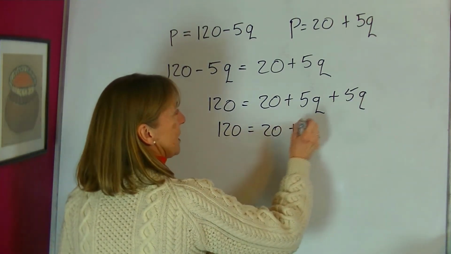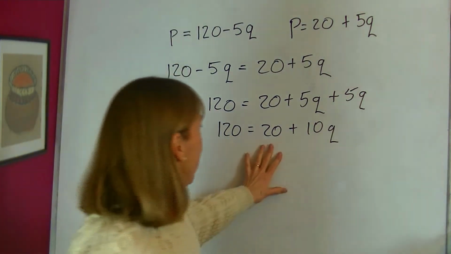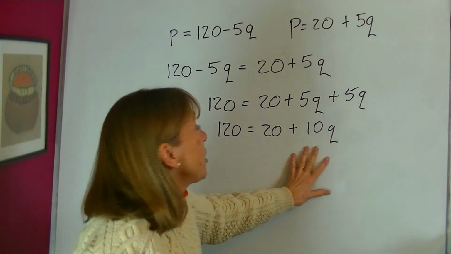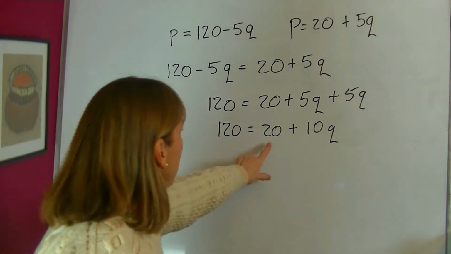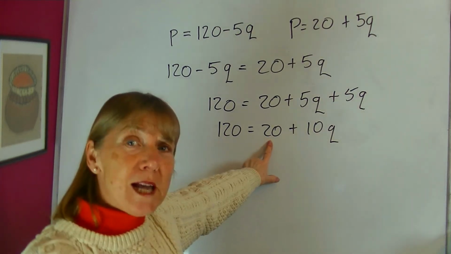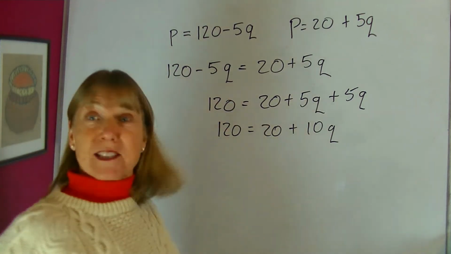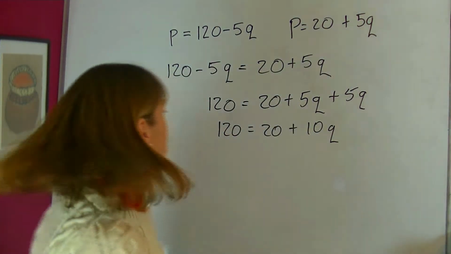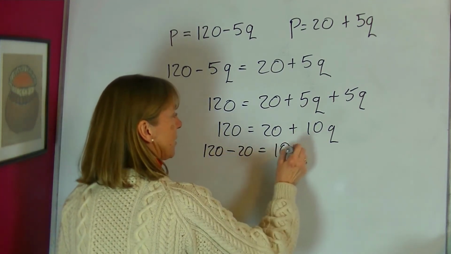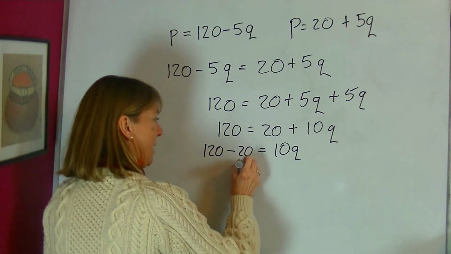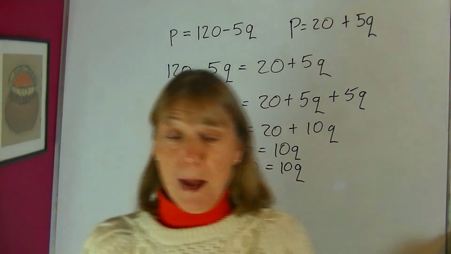So now we've got 10 lots of q, and we've got some numbers, but we want just q's on this side, because when we get just q's or x's on one side, we're almost there, aren't we? So that means we want to get this one out of the way. And so we're going to move it to the other side. And if we move it to the other side, we have to change the sign. So here we are, 120 minus 20 equals 10q. So that means that 100 equals 10q. So we're almost there.